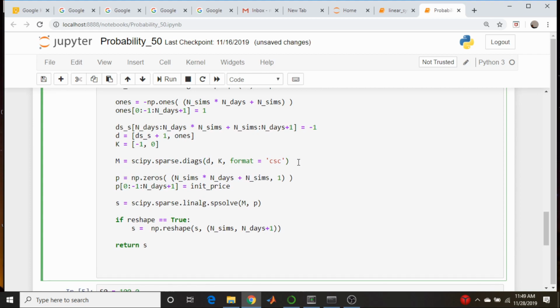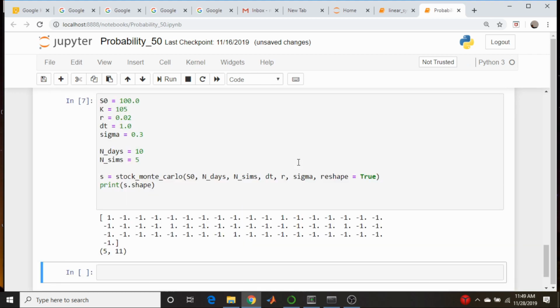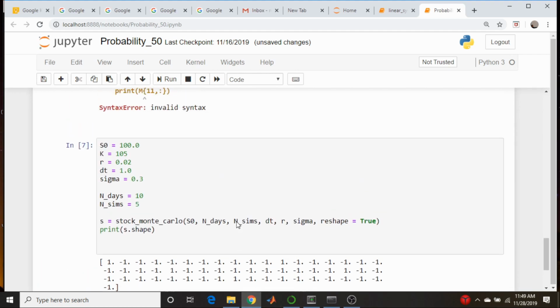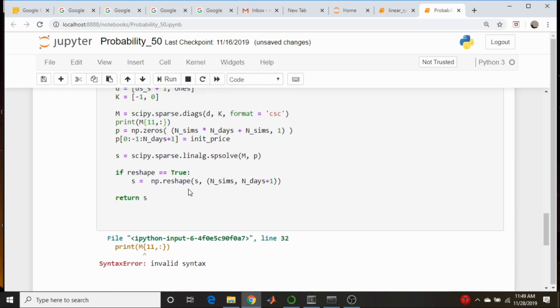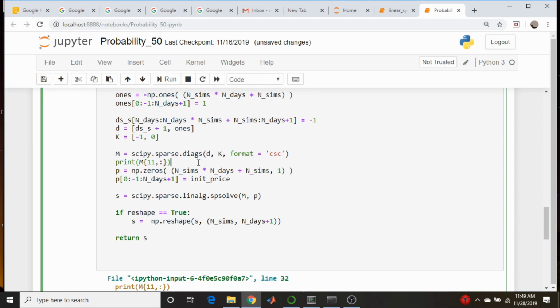So if we go down here, where we actually build the matrix, and since we're doing 10-day runs, if we print the 11th day, so if we go print M, square bracket, row 11, comma, all columns, close bracket, close parenthesis. If we run that, let's see here, am I still printing the ones? What's happening? Syntax, oh, okay.